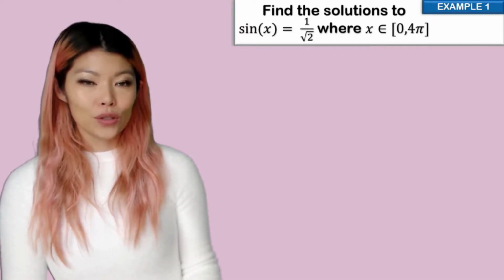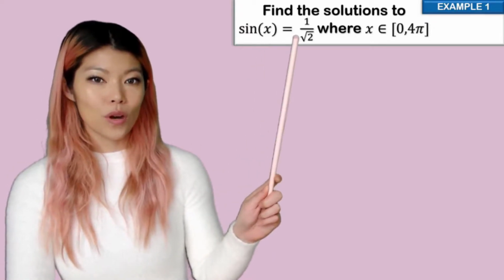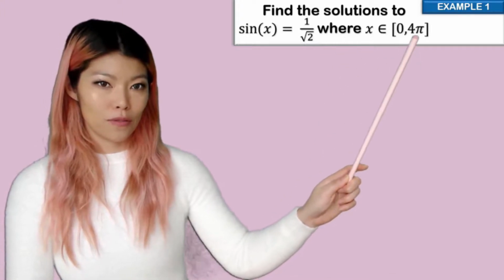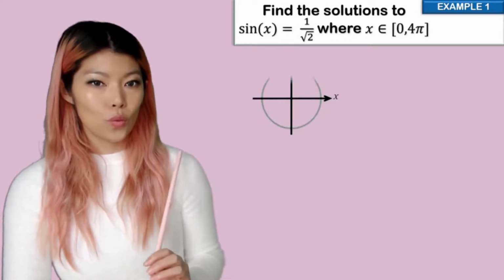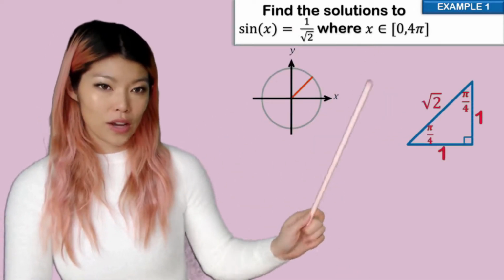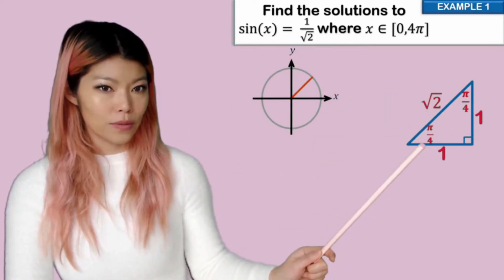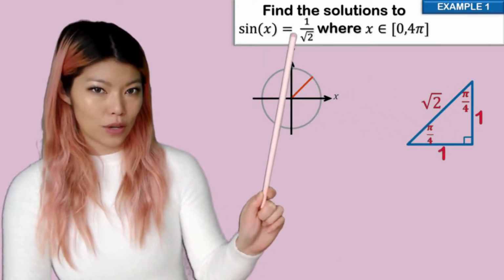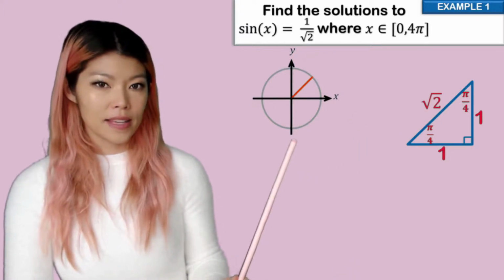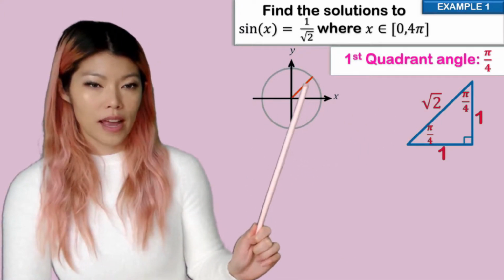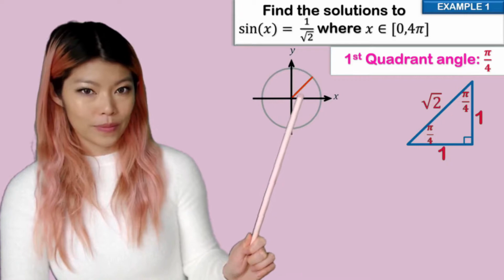Example 1. Find the solutions to sine x equals 1 over root 2, where x is between 0 and 4 pi. Well, we know that sine x is equal to 1 over root 2 when we have this triangle over here, pi on 4. Opposite over hypotenuse is 1 over root 2, so pi on 4. And we call this first answer the first quadrant angle, pi on 4.